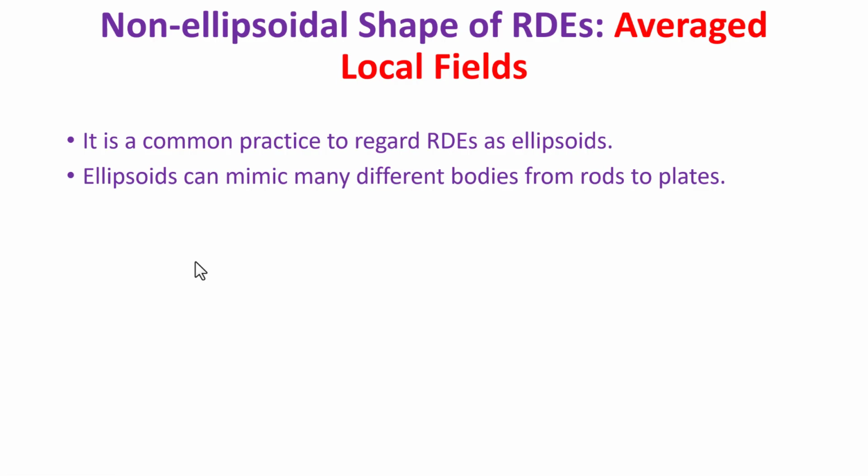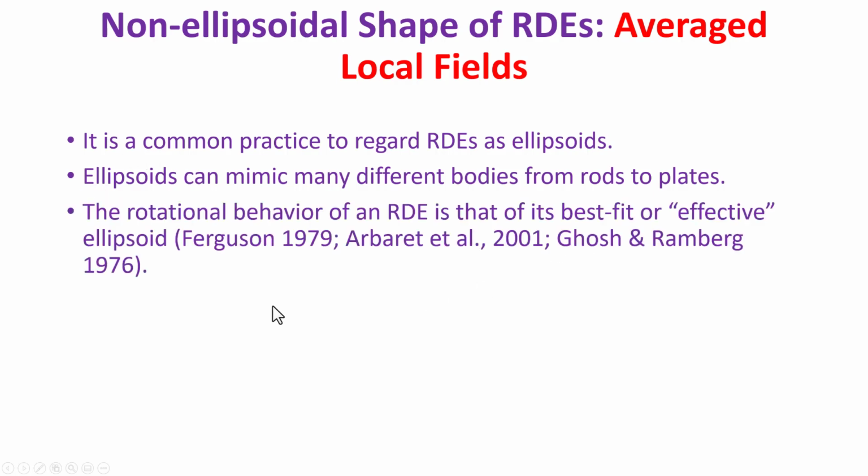Ellipsoids can be made to approximate many different bodies by changing their relative semi-axis length. For instance, a rod-like object can be approximated by a very elongated ellipsoid. A Ramsay-type shear zone may be represented by a penny-shaped ellipsoid. So ellipsoids can be made to mimic real geometry. It has been confirmed both theoretically and also experimentally that the rotational behavior of RDEs can always be represented by an effective ellipsoid.